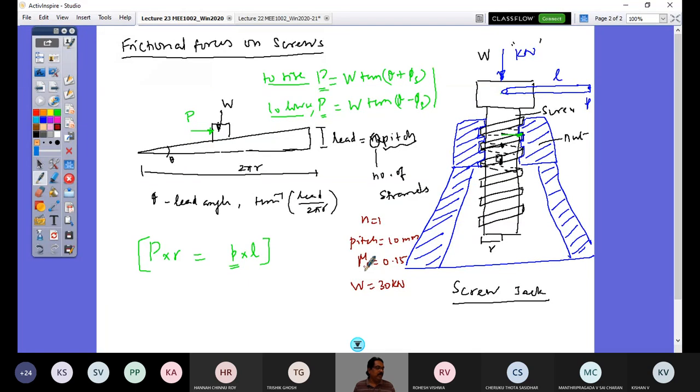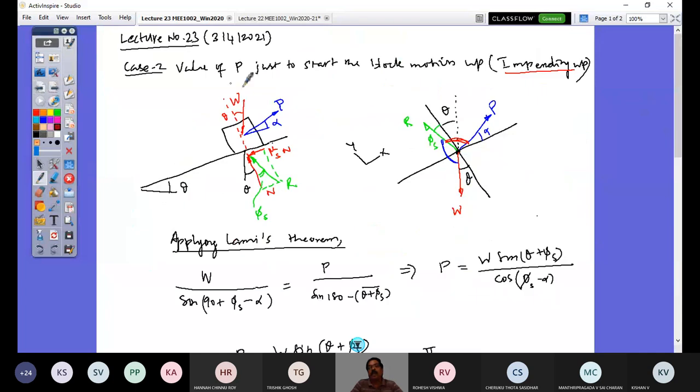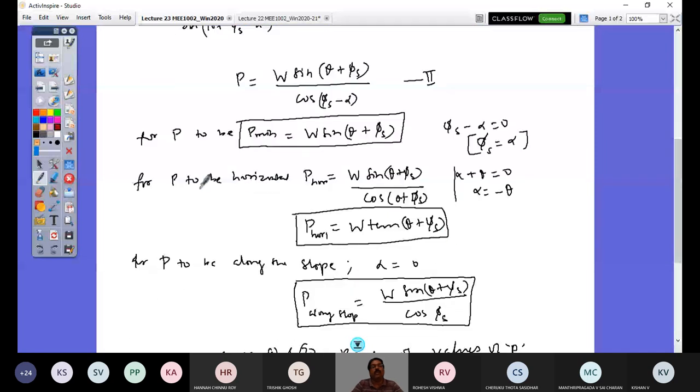Now you need to find out. Here you are also given the length of the lever L, which is 600 mm. So these are the given data of the screw jack. You would be able to solve this for small p. You can draw a free body diagram, or otherwise, from the last slide of the last class, to rise up with P horizontal, this is the formula. So I just take the formula now and use it here.